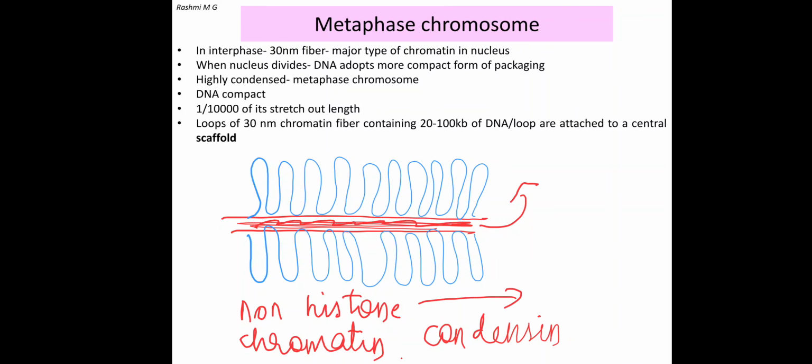Non-histone acidic proteins, especially topoisomerase 2. The function of topoisomerase 2 is it is an enzyme having ability to pass one DNA double helix through another by cutting and sealing both strands. So this topoisomerase 2 is an enzyme which cuts the strand and seals the strand of different DNA double helix.